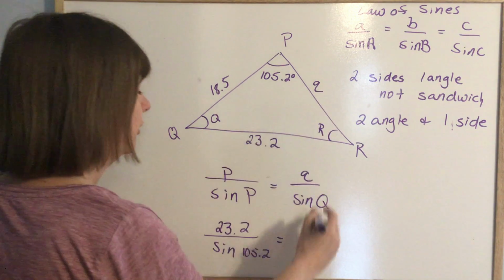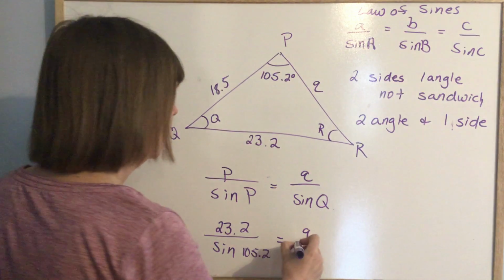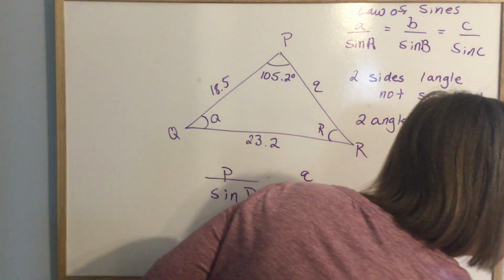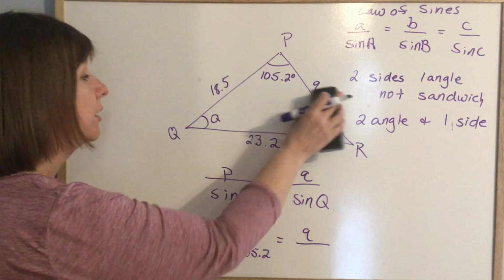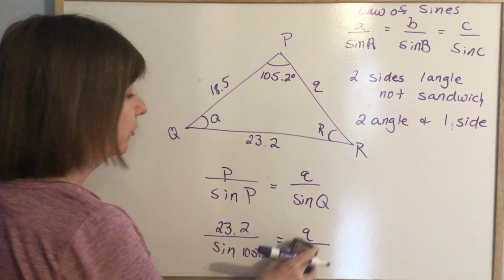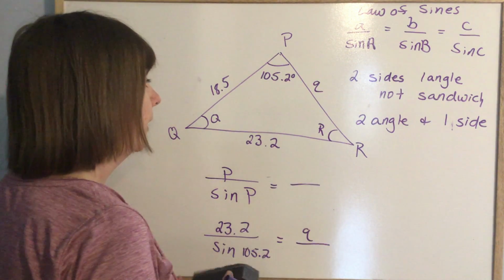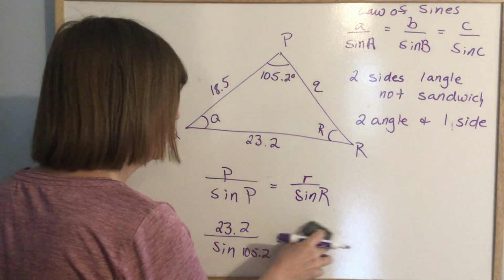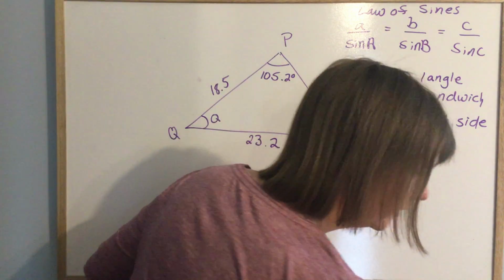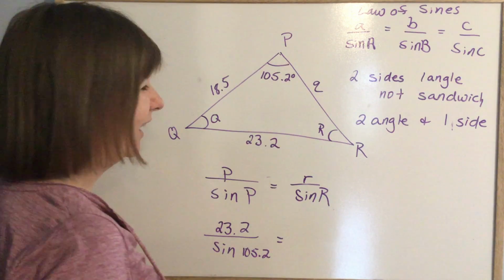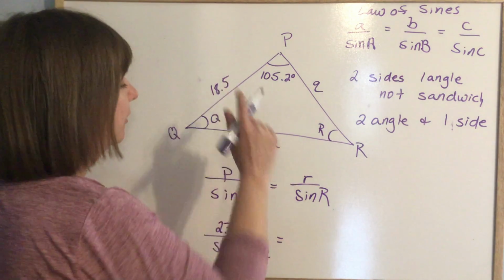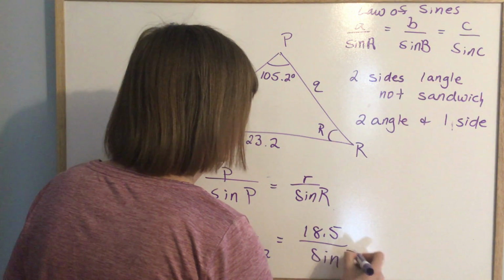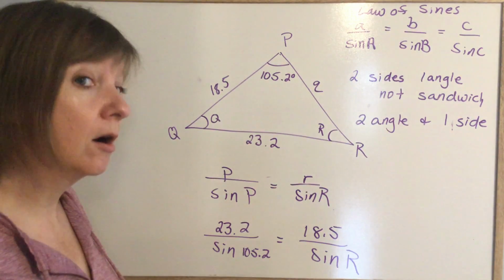equal to side Q, which I don't know, over sine, oh, I can't do this one yet. I can't do this one yet because I don't know anything about Q. I don't know side Q and I don't know angle Q, so I can't use Q. But I can use R over sine R. I'm kind of glad I screwed that up because I got to show you that. So, side R would be 18.5 over sine of angle R, because I don't know what angle R is.